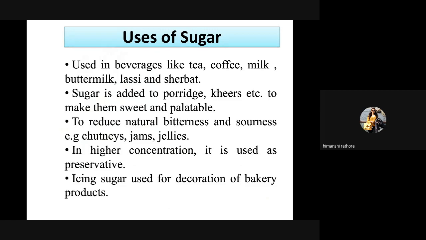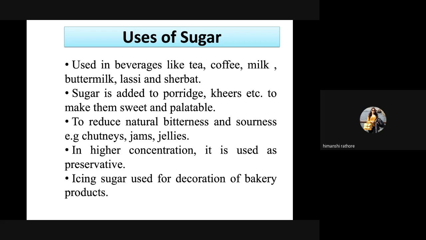This is the slide showing you the usage of sugar, which is quite general in nature. Like it's used in making beverages, in preparing sweet dishes, then to reduce the natural bitterness. Also, in chutneys, jam and jellies, the sugar is used in high percentage. And sugar is being used as a preservative also, because at higher concentration it inhibits the activity of microbes, so it is used as a preservative also.